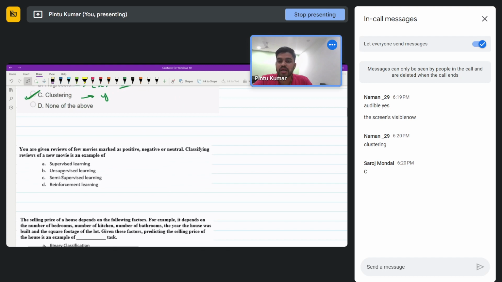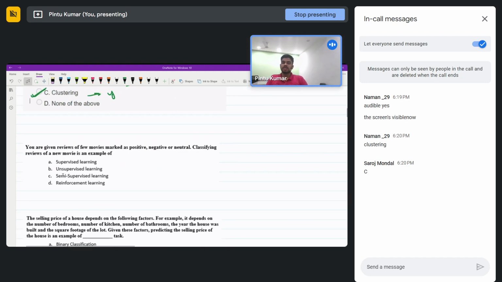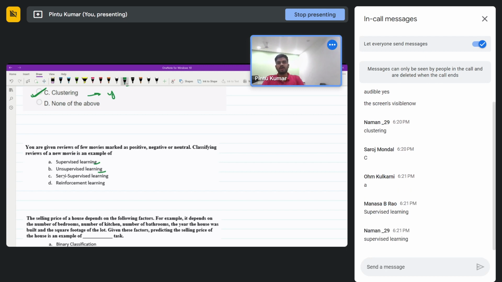Okay, so the second question is, you are given reviews of a few movies, marked positive, negative, and neutral. You want to train a model that can classify these reviews for a new movie. So what kind of setup is this? Is this supervised learning, semi-supervised learning, unsupervised learning, or reinforcement learning? Yeah, this is supervised learning because you have movies, that is your feature. And you have ratings available, that is your label. So this is supervised learning.